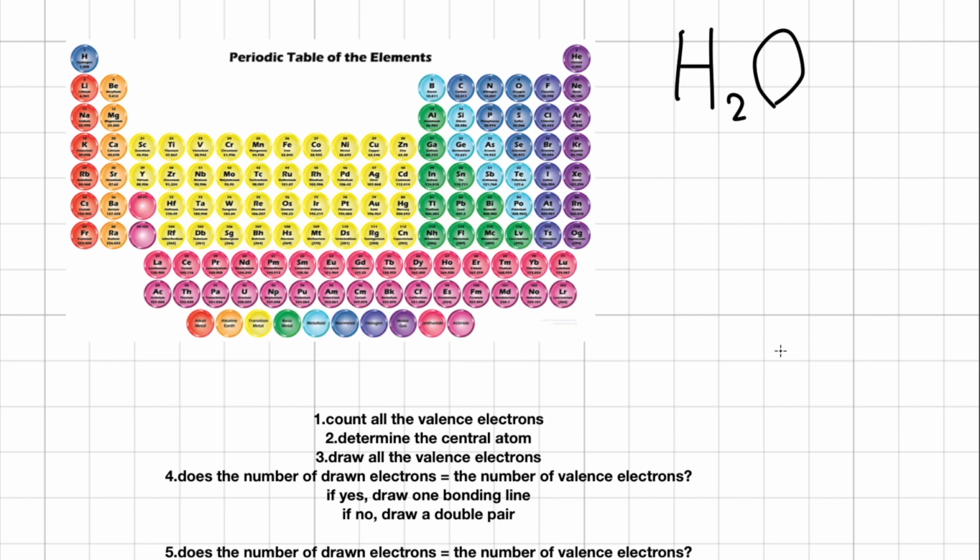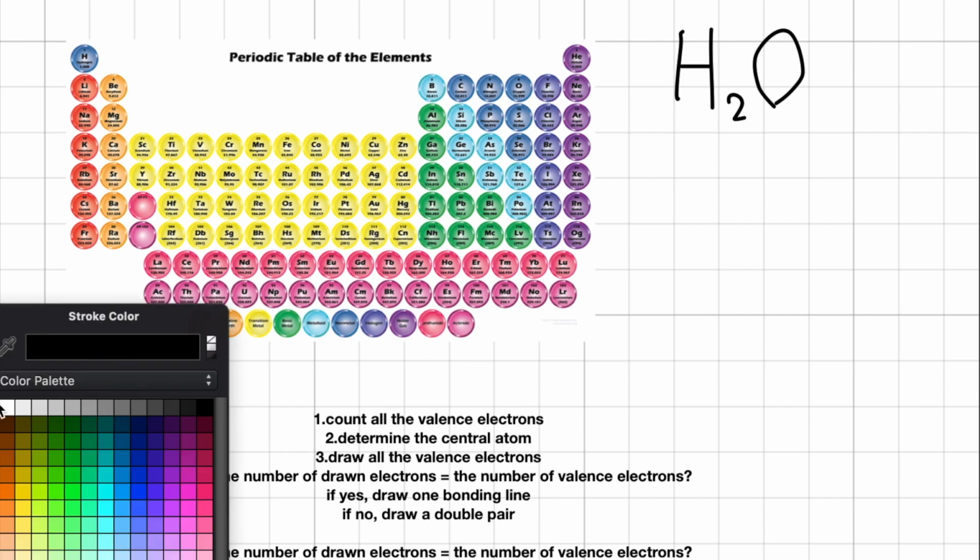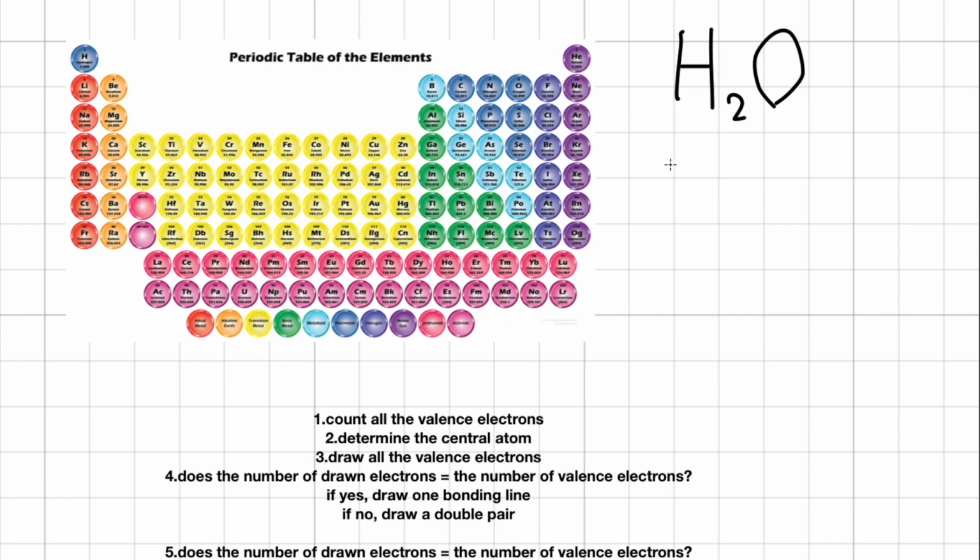First, count up all the valence electrons. So if we do that, we get, well, let's see. For hydrogen, there's one valence electron for hydrogen, times 2, because it's H2, right? Times 2, which is equal to 2. And oxygen, which is right here in the 6th row, has 6 electrons times 1 oxygen atom equals 6. So 2 plus 6 is 8.